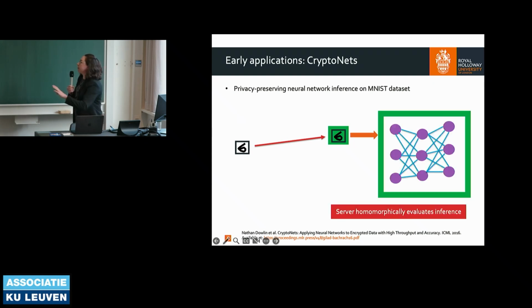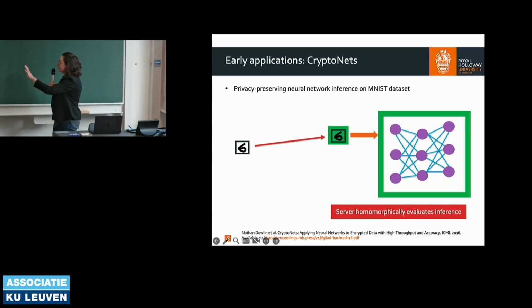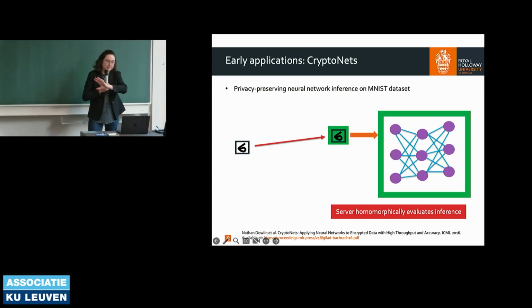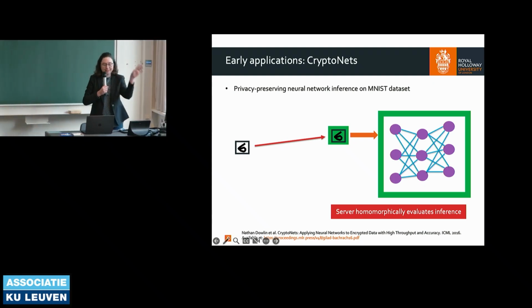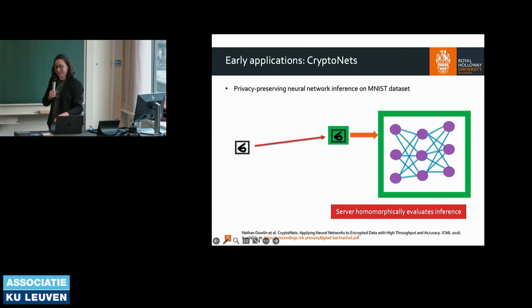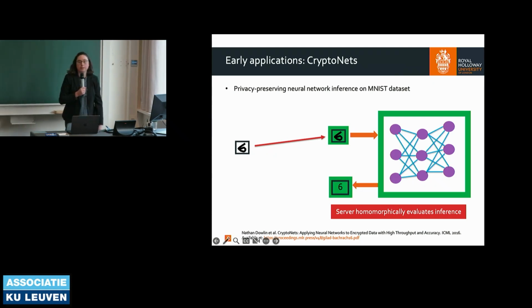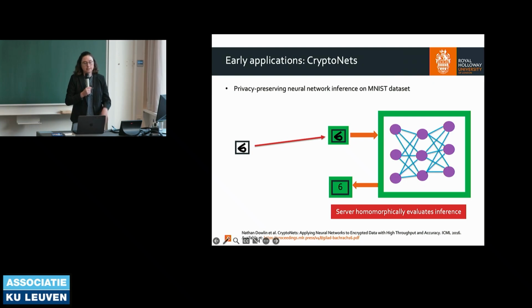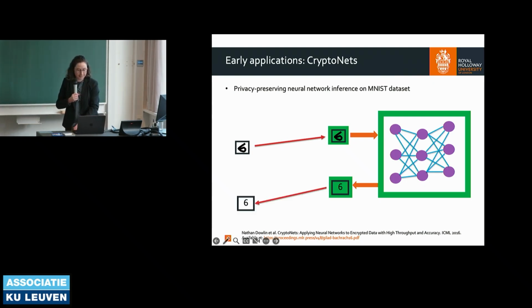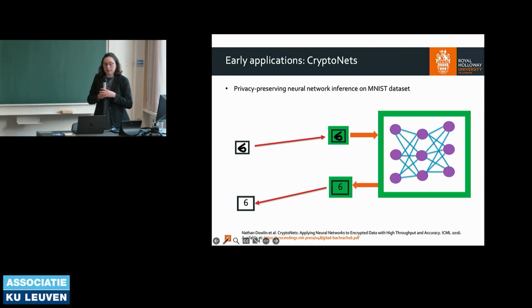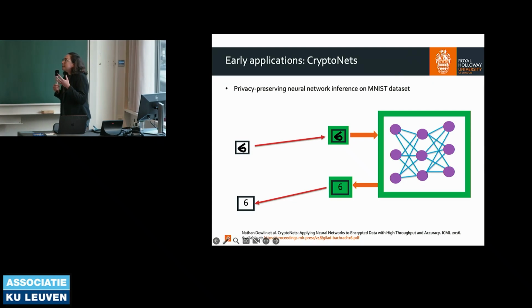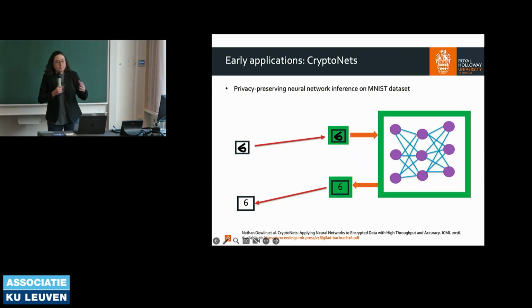Then we're going to run it through the homomorphic evaluation of the neural network. So that's all in the green box. And then the output is going to be some encryption of some digit that the neural network has decided to classify this squiggle as. And then this result can be sent back to the client, who can decrypt it and see that it was classified as a 6.